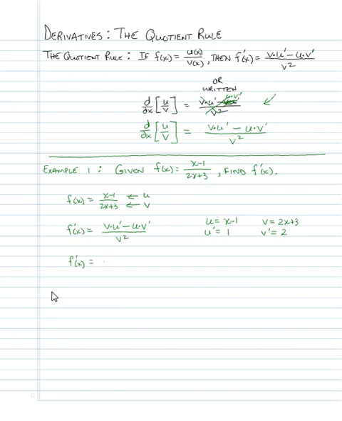f prime of x. We create the fraction. Well, v is 2x plus 3. Make sure we put the parentheses around it. And u prime, that resulting derivative, is just a 1. And then we subtract u, which is the x minus 1, and multiply with the derivative of v, which we saw is just 2. And then we take the original v, which is the denominator. The denominator here is the old v squared. So it's the 2x plus 3, but we have to square it.